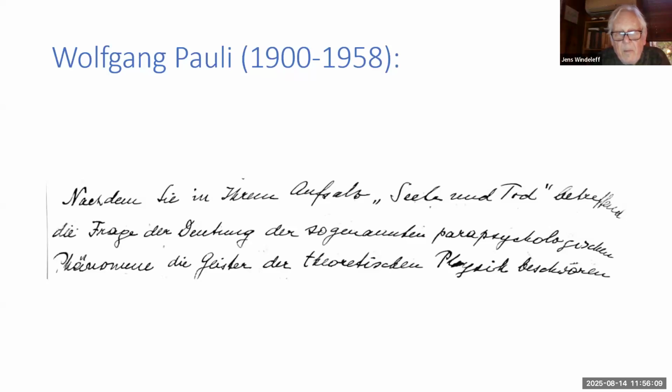This is Wolfgang Pauli, the Nobel Prize winner, the physicist, and Jung had a lot of work with him. They worked on the concept of synchronicity. Pauli and Jung understood each other in that respect. Pauli's handwriting is quite normal. If you expect a very complicated handwriting from a Nobel Prize winner, you will be disappointed because it's really normal.